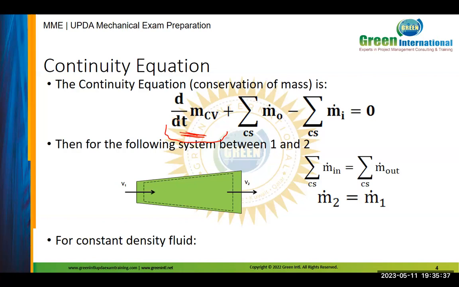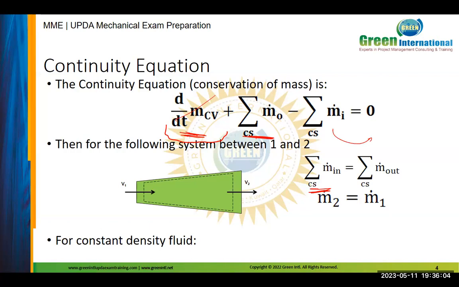So the final equation we find is: sum of mass flow rate in is equal to sum of mass flow rate out. Why do we sum here? According to the network, as we know, a pipeline is a network. Not all the time is it one input, one output. Sometimes we have two inputs, three outputs.